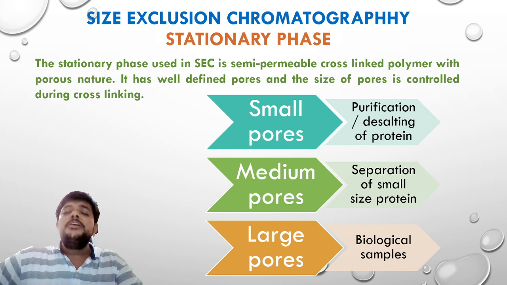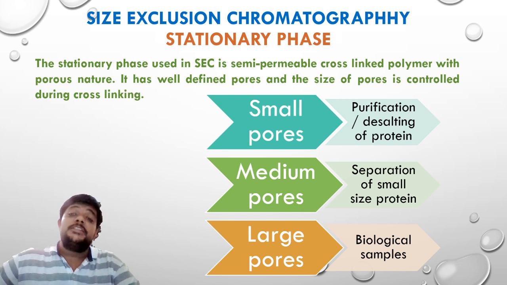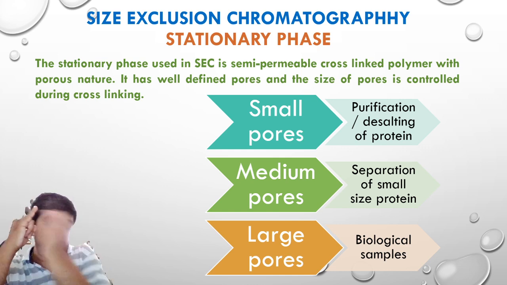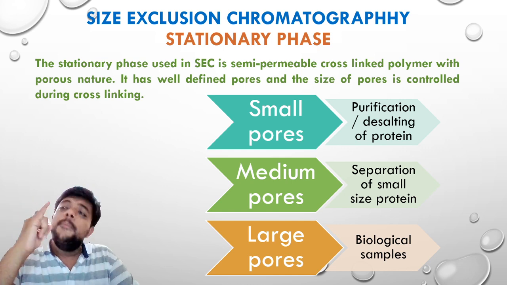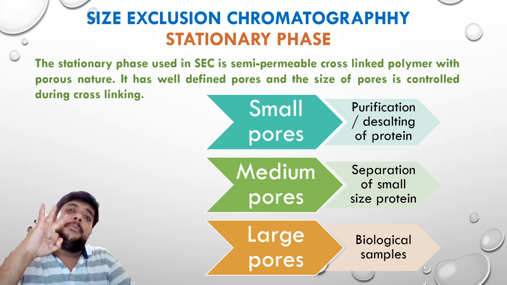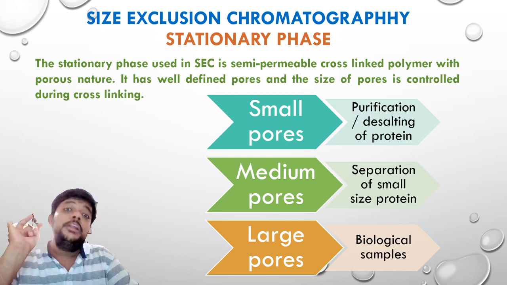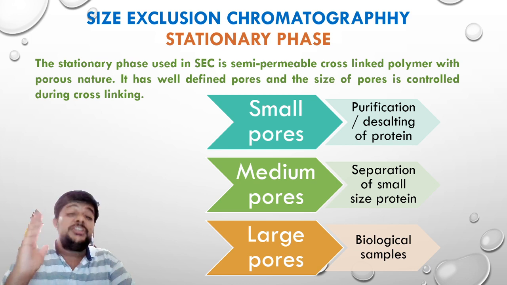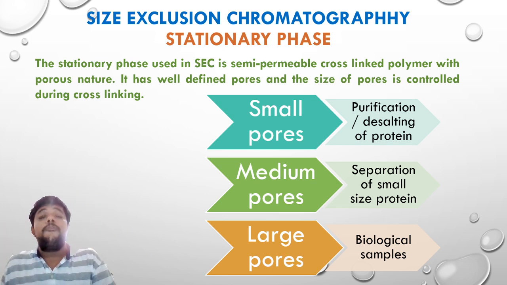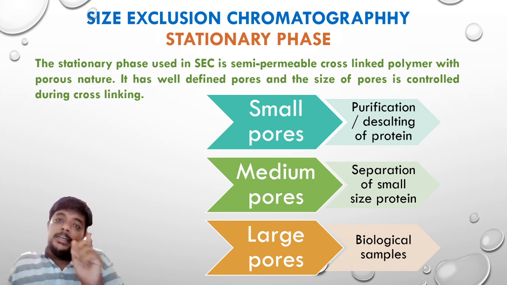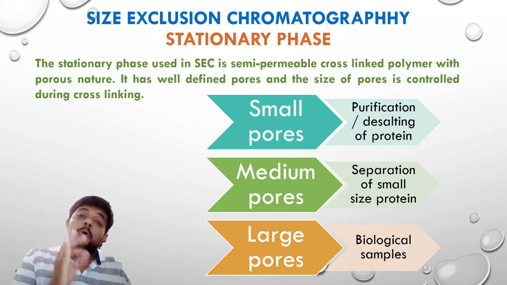The stationary phase used in size exclusion chromatography is semi-permeable, means it will allow molecules to pass through. You must know this definition. Permeable, non-permeable and semi-permeable. Non-permeable, not allowed. Permeable, totally allowed. And semi-permeable, partially allowed. If you go back and think of osmosis, you have semi-permeable over there. And it is made up of cross-linked polymer with porous nature.